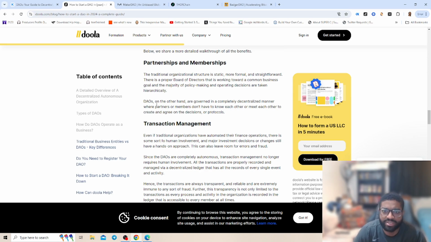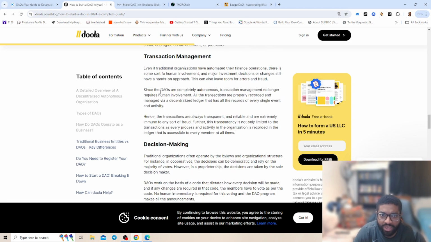The traditional organization structure is static, more formal and straightforward. There is a board of directors that is working towards a common business goal. DAOs, on the other hand, are governed in a completely decentralized manner, where partners or members do not have to know each other or meet each other to create and agree on decisions and protocols.